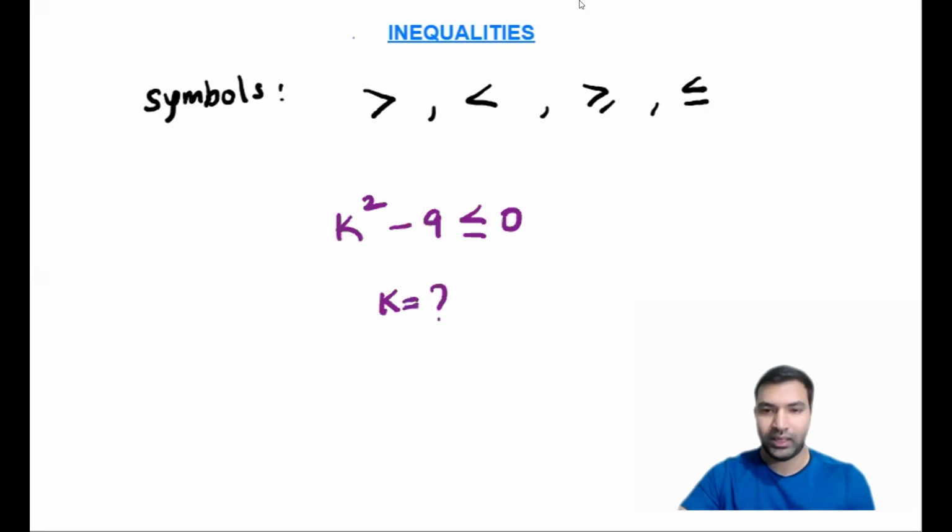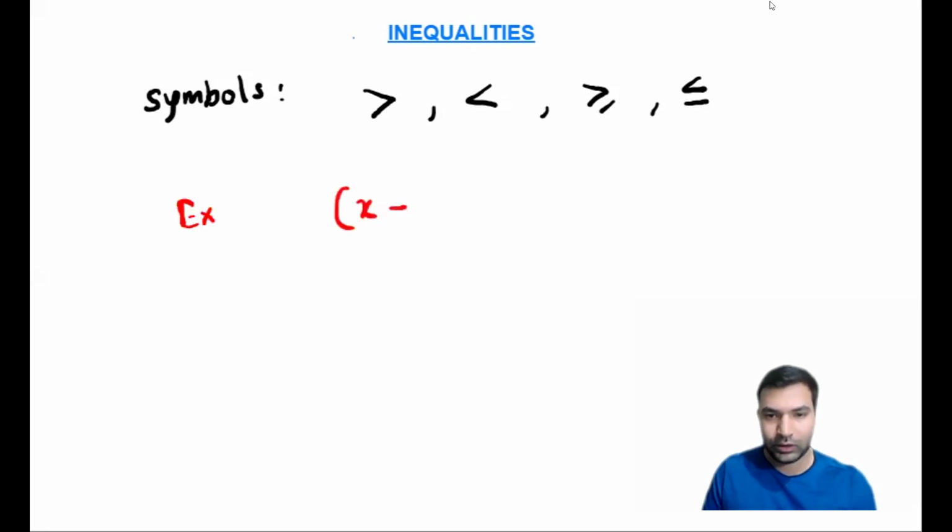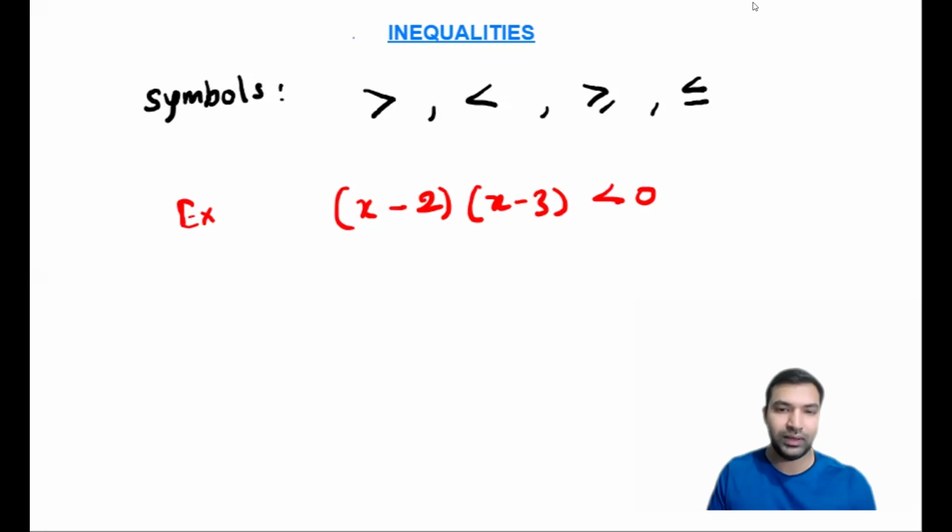Okay, so to begin with, let me consider a general scenario. Let's say, for example, (x minus 2) multiplied by (x minus 3) is lesser than 0. All right, now how do we solve for this? First thing is to find the roots, or you can find the zeros. These are called individual factors. So what I can do is get the zeros by equating each of these individual factors to 0.